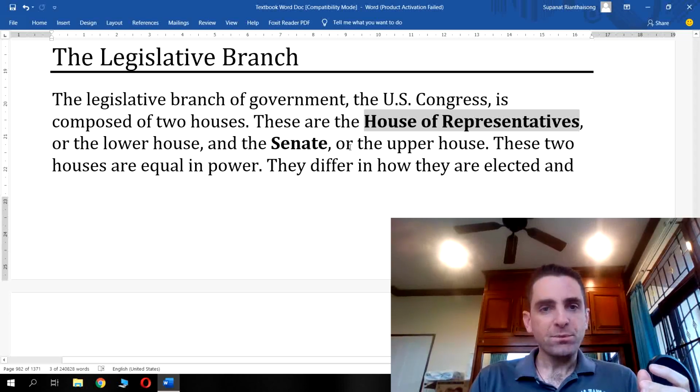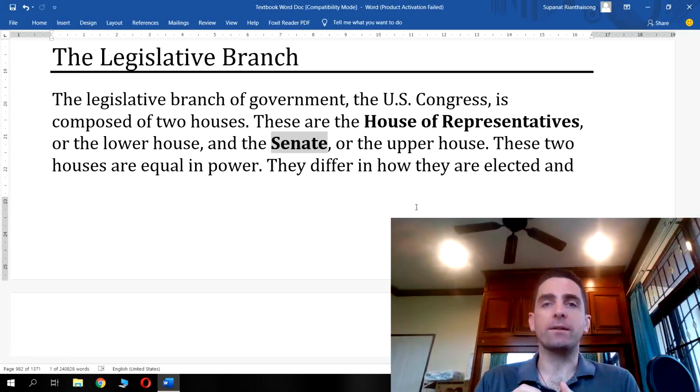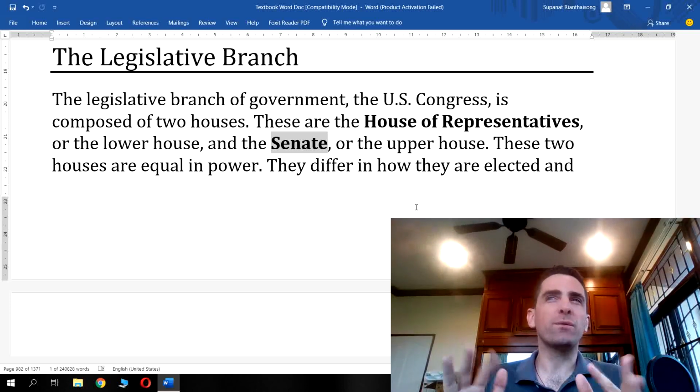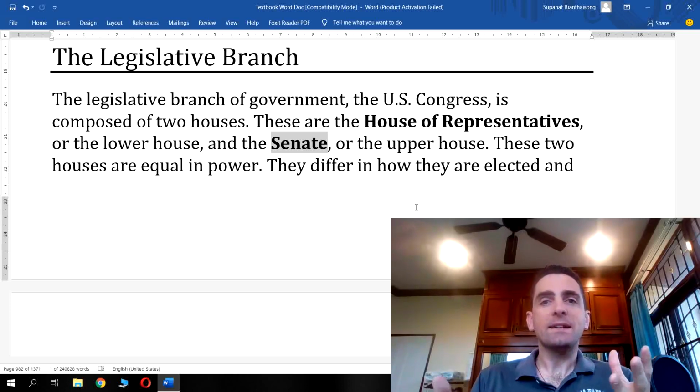Now, the Senate is the second house, also known as the upper house, and it has 100 members, 2 for each state. There are 50 states in the US. These senators represent each of the 50 states, and as you can see, it's very different from the House of Representatives. In the House of Representatives, you've got about 430-something members. The Senate only has 100.